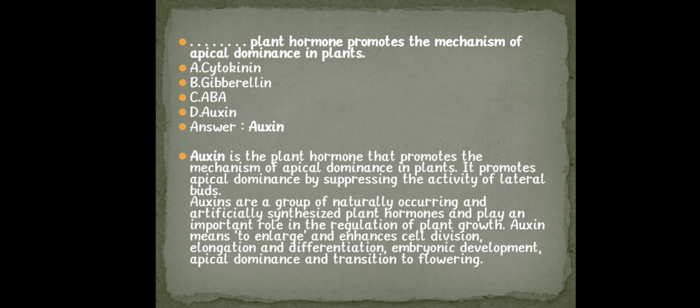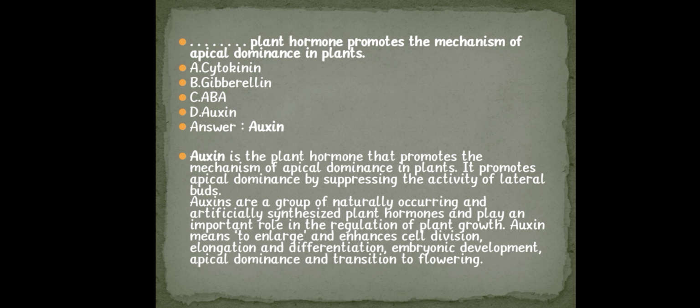Next question is which plant hormone promotes the mechanism of apical dominance in plants. The options are cytokinin, gibberellin, ABA, auxins. And the answer is auxin. So auxin is a plant hormone that promotes the mechanism of apical dominance in a plant. It promotes the apical dominance by suppressing the activity of the lateral buds.